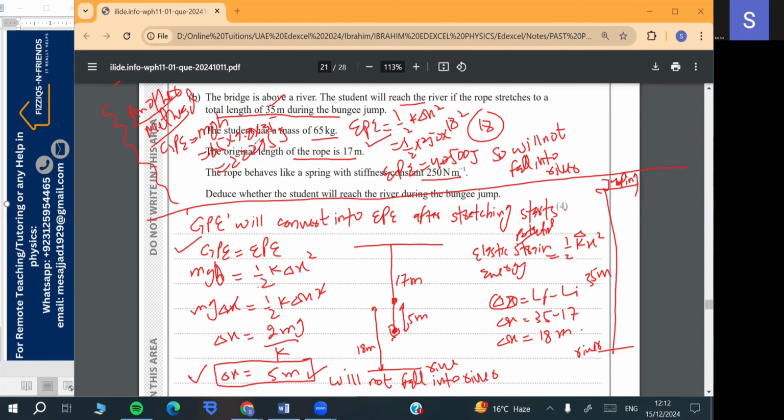As you can see, the elastic potential energy, which is producing the tension in the upward direction, is more, and the gravitational potential energy, which is taking the body down, is less. Therefore, the body will stay up and will not fall into the river. I hope you understand the logic for these two questions. You can take a look for 1 minute, no problem. Then I'll move ahead.